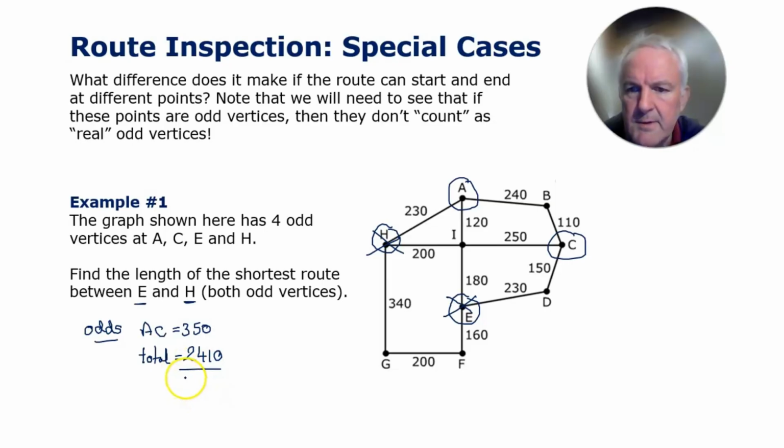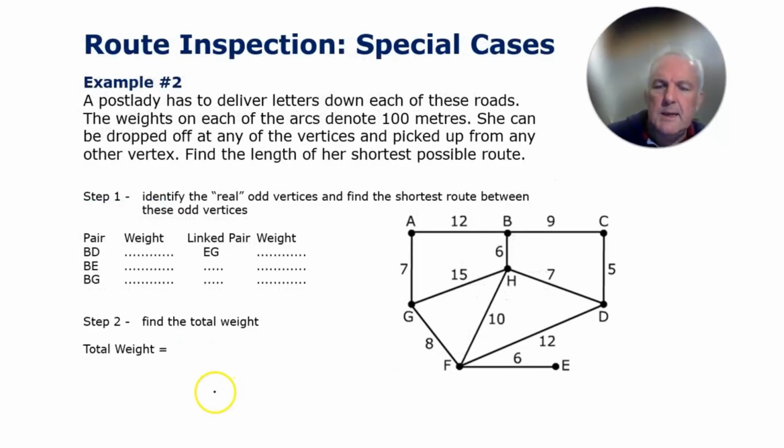And it only wants the length, so I can just add those together. It's 2760. It doesn't say what the units are. And I've got a similar type here, where this post lady is going to deliver letters down these roads. I've got some units for once, and most of my questions haven't had units. But basically, a 12 means 1200 then.